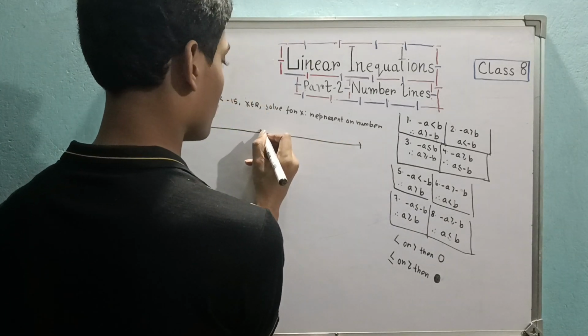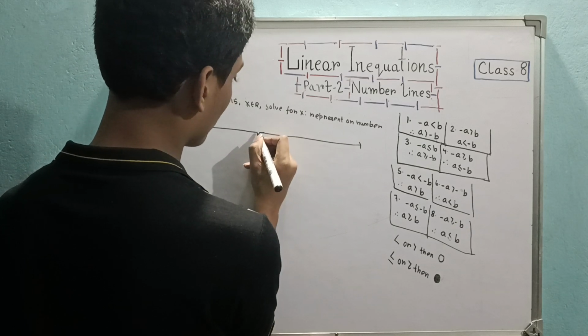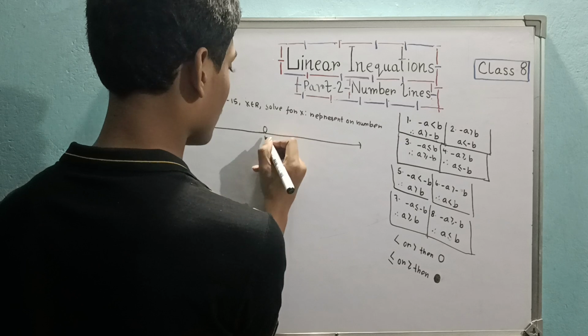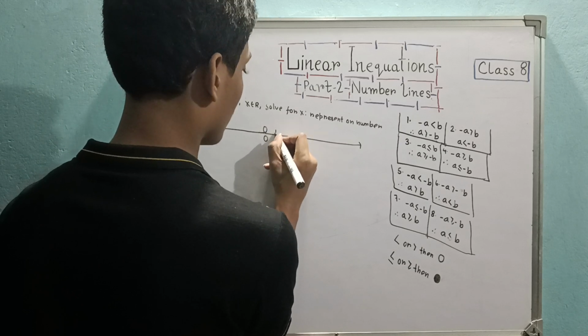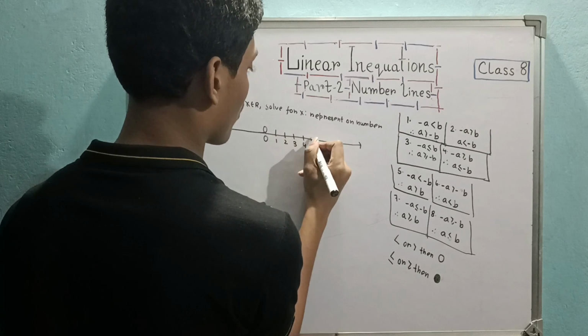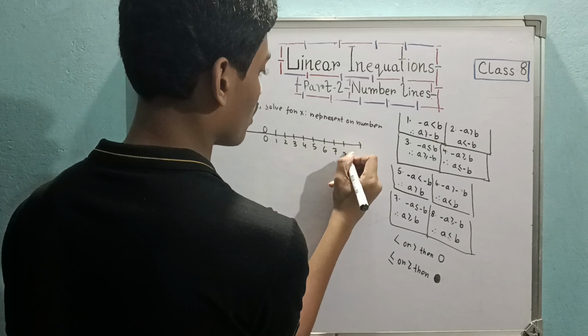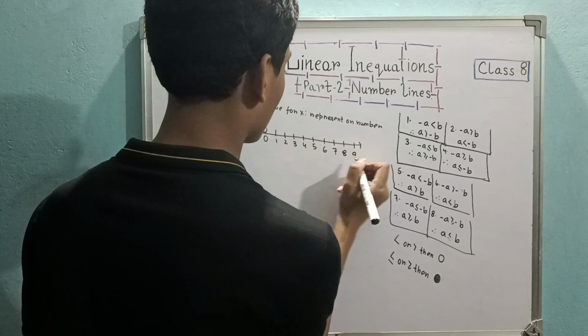So here, 0 in the middle. It can't always be the exact middle, I am estimating whether it's the exact middle or not. 1, 2, 3, 4, 5. Keep doing until your number line comes to the end. Okay, mine is coming to an end at 9.